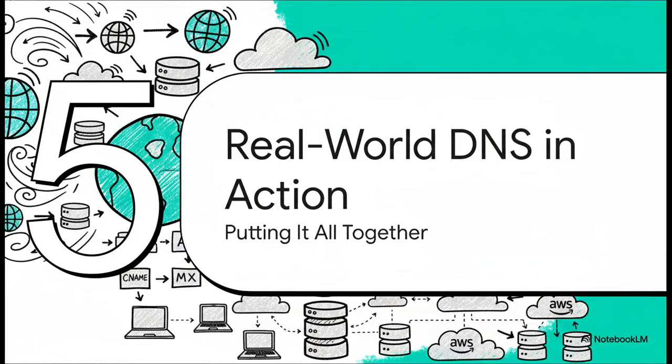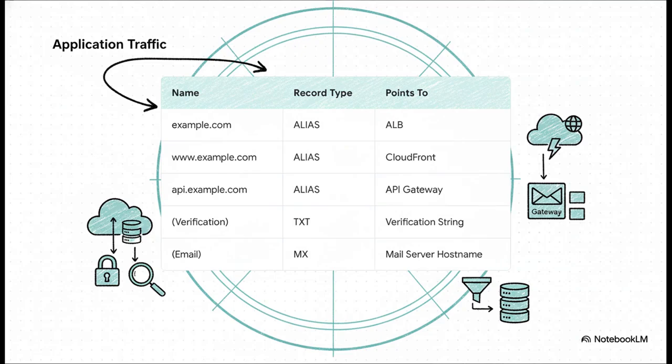Okay, theory is great, but let's put it all together. Let's look at the payoff and see what a real production-grade DNS setup actually looks like in the wild. Now this is a beautiful blueprint. Look at how the alias record is the star of the show. It's doing all the heavy lifting for our actual applications.